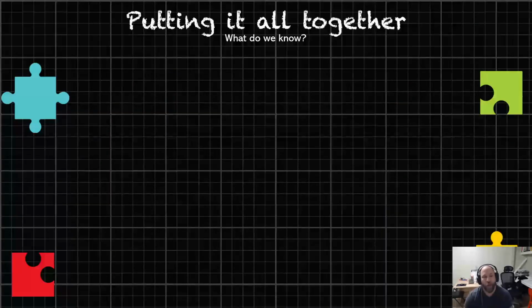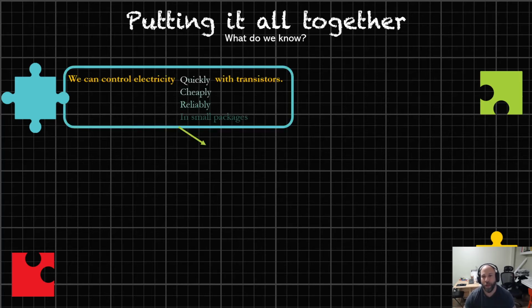So, we have come and passed up the entire four horsemen for why the manipulation of electricity is key to computing. Let's put it together. We can control electricity, voltage, with transistors, and we can do it quickly, we can do it cheaply, we can do it reliably, and we can do it in much smaller packages compared to the predecessor, the vacuum tube.